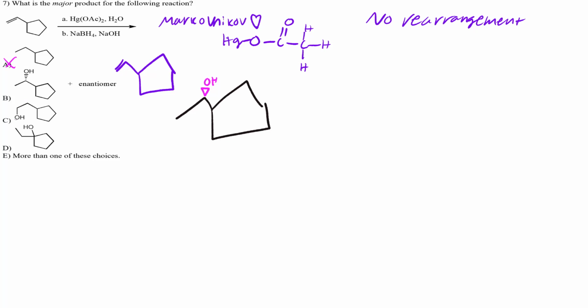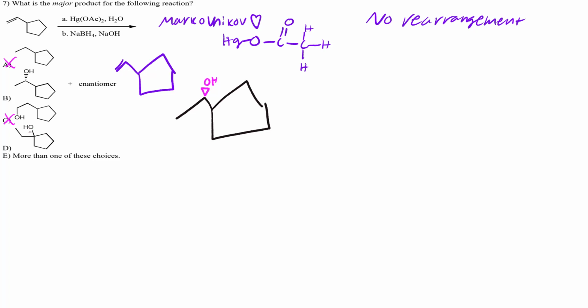Why is this OH over here? That's anti-Markovnikov. That's not right. What they did here is put the alcohol on this side and a hydrogen on this side. That's incorrect. That's anti-Markovnikov. We follow Markovnikov for oxymercuration. So answer choice C is incorrect.